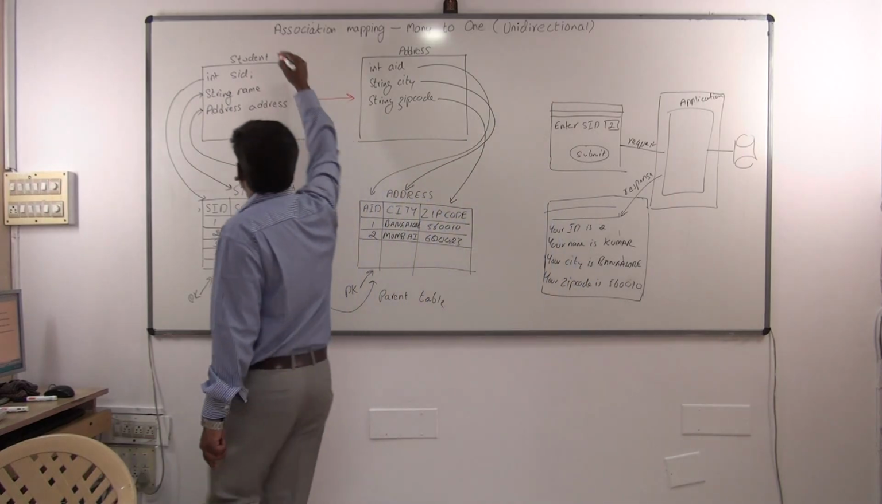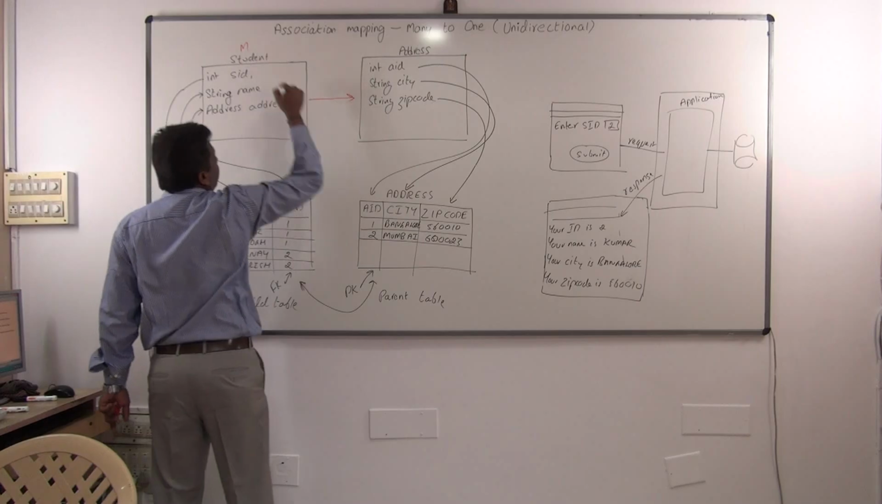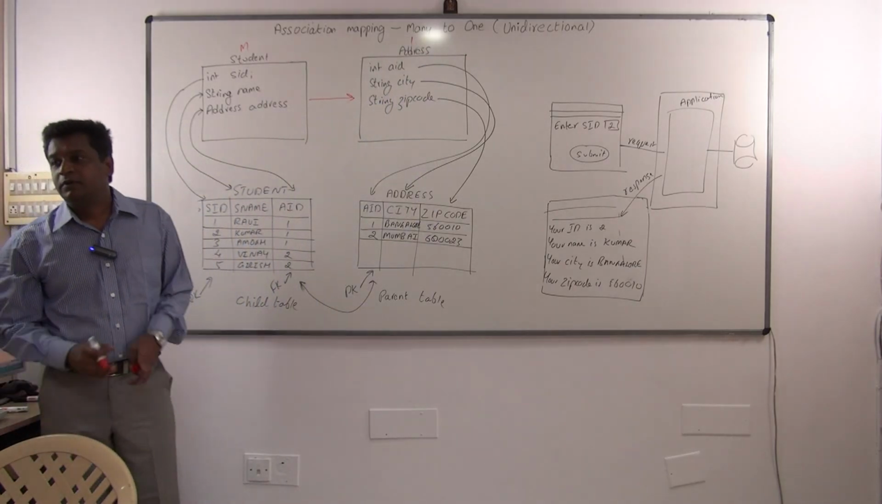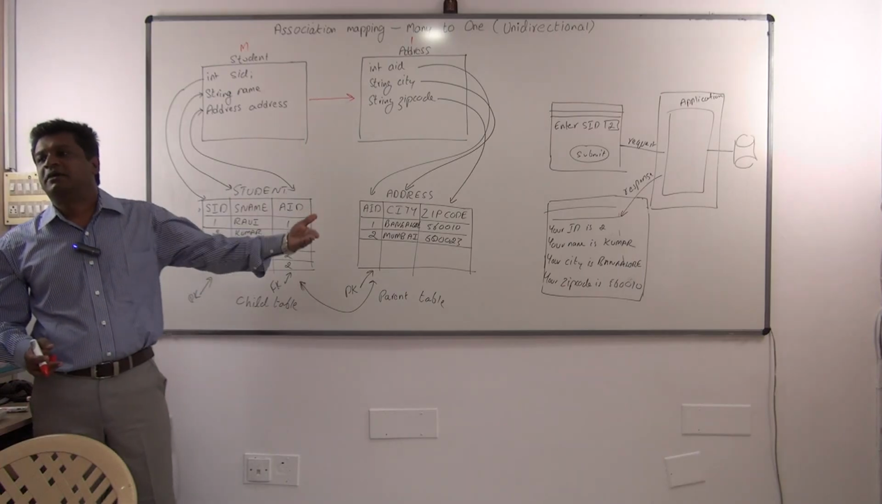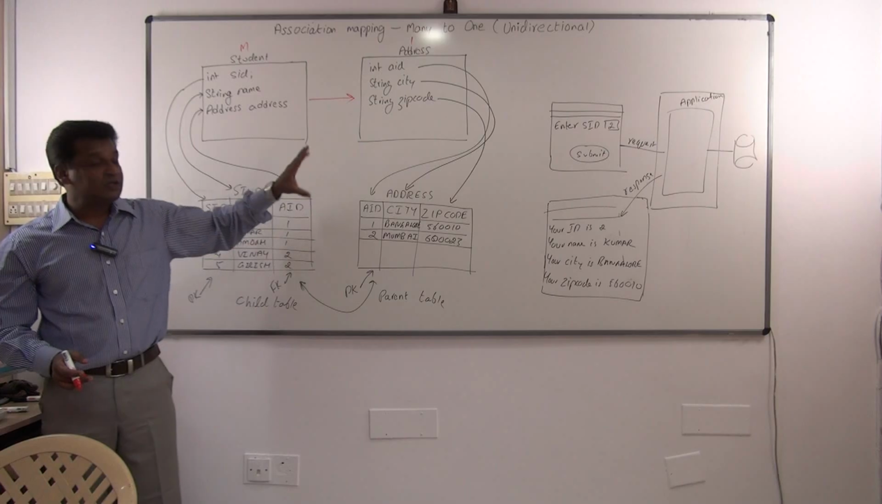And again here, this is the direction. Now cardinality: see, this is M and this is 1. Many students are staying in one address. So that is why this becomes M and that becomes 1. So that's what we are understanding.